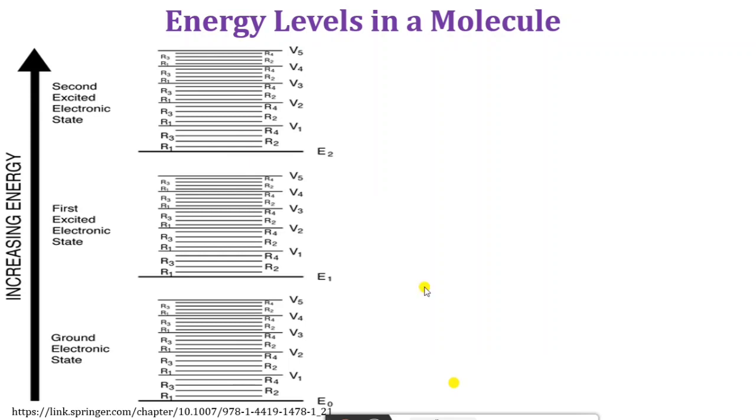This diagram represents energy levels in a molecule, where E0, E1, E2 represent the electronic energy levels in a molecule. In each electronic level you can see V1, V2, V3, V4, V5, which represent the vibrational energy levels, and in each vibrational energy level you can again see R1, R2, R3, R4. These represent rotational energy levels.